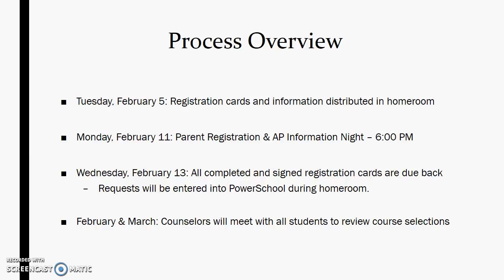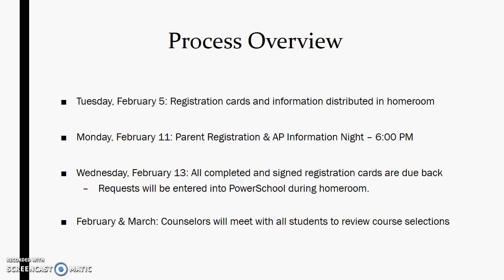All of your registration cards will be due back here at school on Wednesday, February 13th. We will have a 60-minute homeroom on that day where you will have time to finalize your card to make sure it's completed and then to enter your course request back into PowerSchool on that day during homeroom.